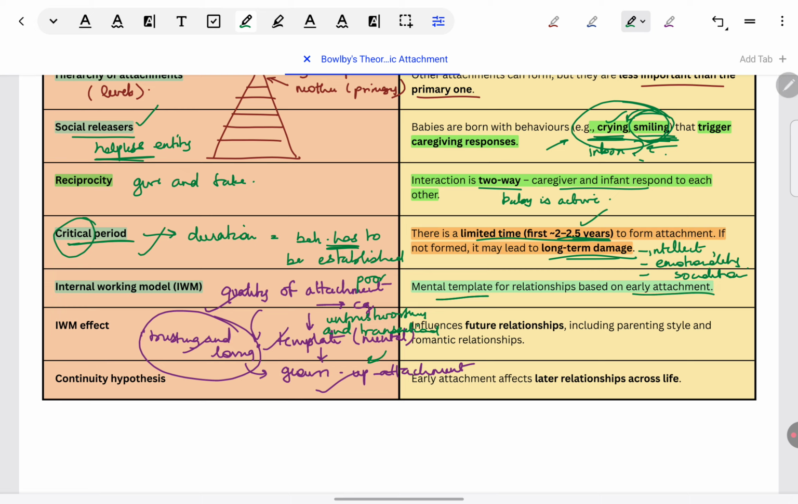That is why Bowlby was telling us there can be long term damage if attachments are not formed in the critical period. In fact, now we are seeing if a poor attachment is formed in the critical period, so attachment is there, but it's not of a good quality, that also has damaging consequences for the individual.